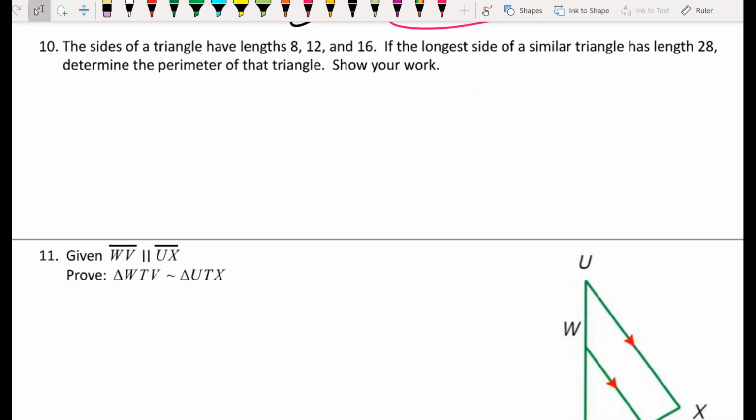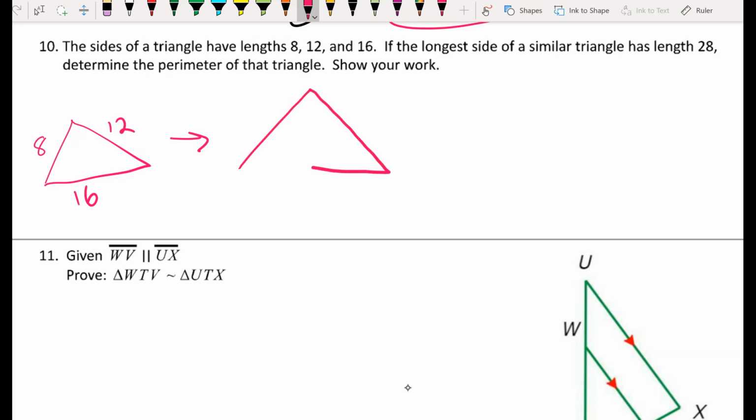Number 10. The side lengths of a triangle have lengths 8, 12, and 16. If the longest side of a similar triangle has length 28, determine the perimeter of that triangle. So I'm going to sketch a picture here, right? It doesn't have to be drawn to scale. It doesn't need to be perfect. But the idea is I start with some triangle here. I have a similar triangle, which means all the angles are the same and the sides are in proportion. And the longest side is 28.